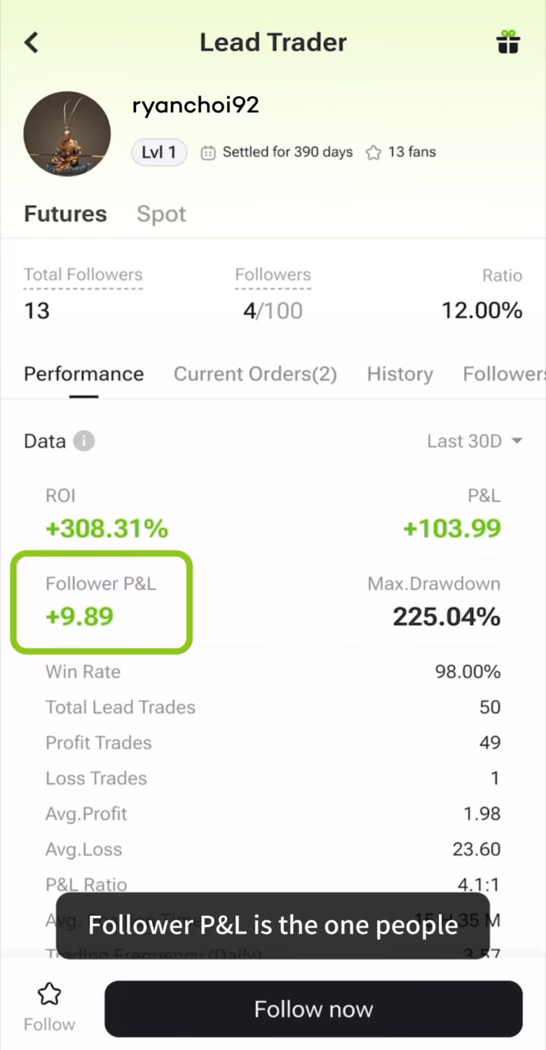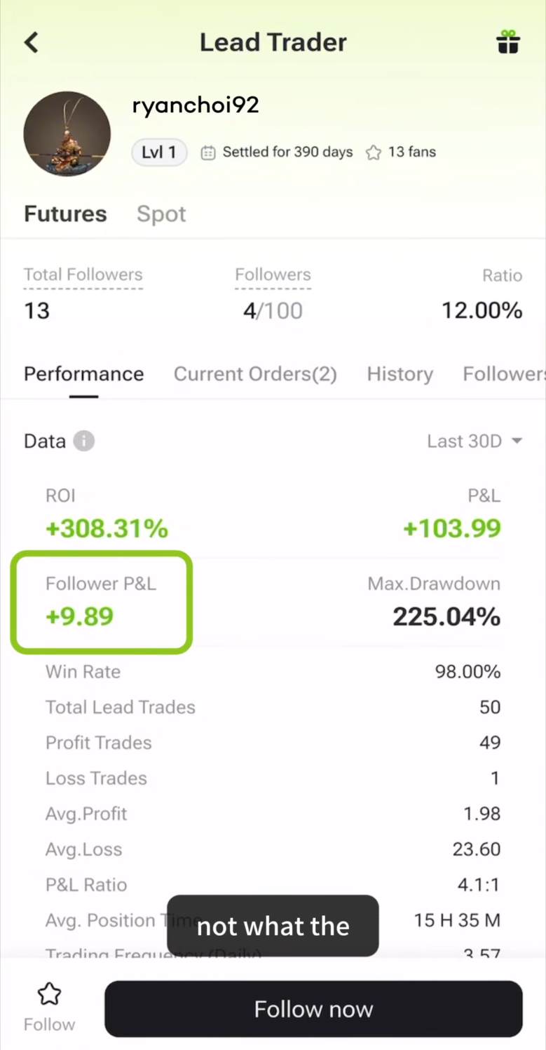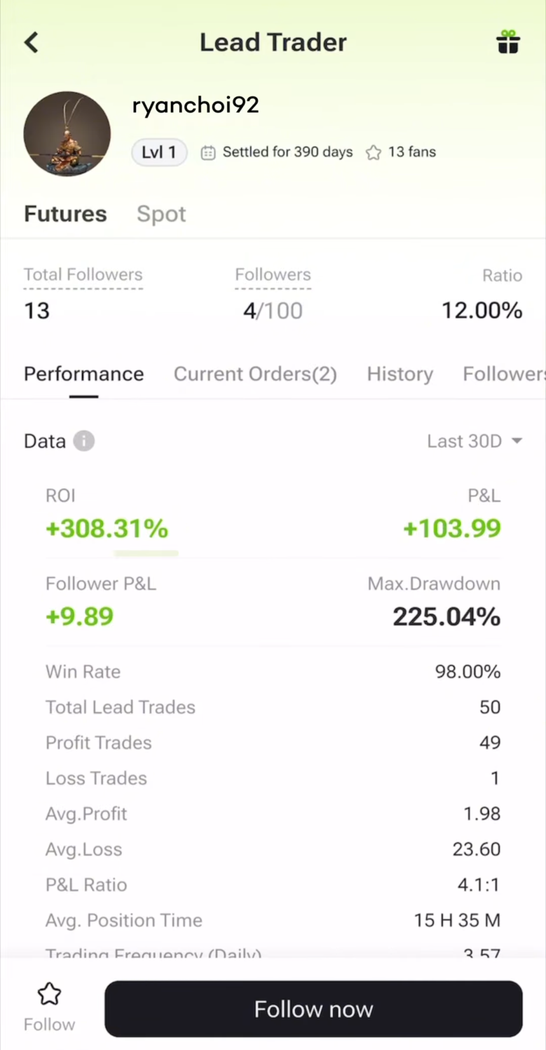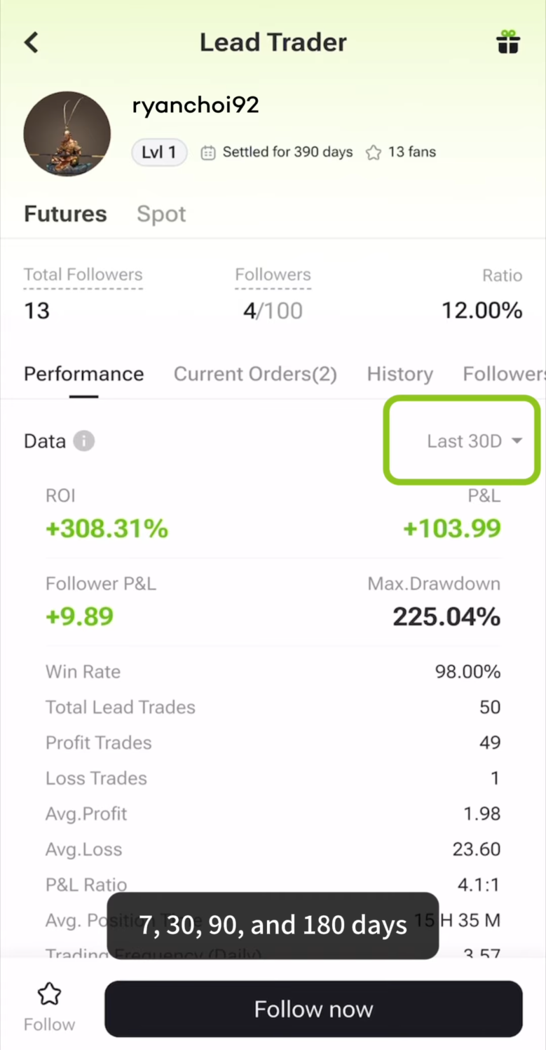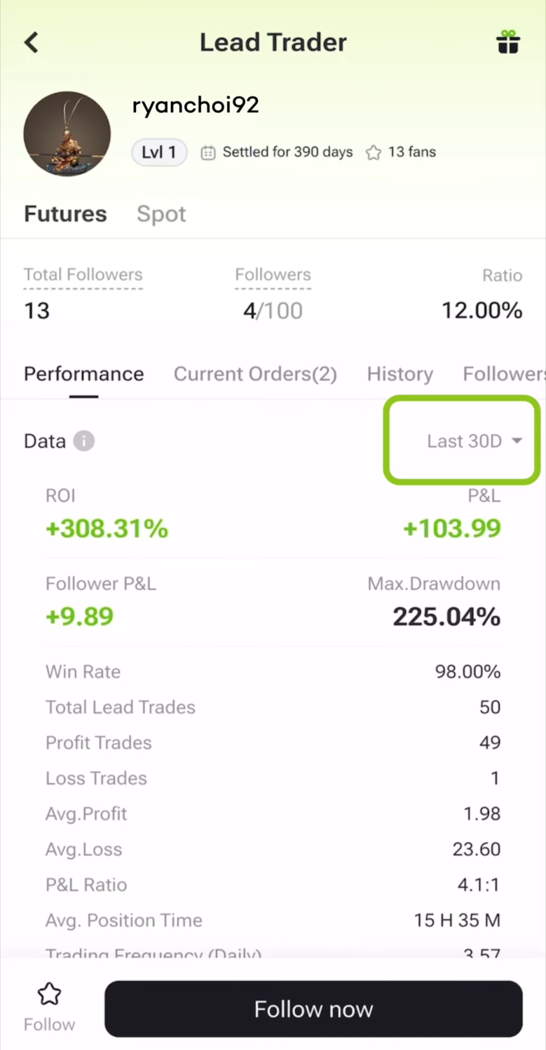Follower P&L is the one people skip and probably should not. It is what the people copying this trader actually made, not what the trader made. You can switch the period between 7, 30, 90, and 180 days, and it is worth checking more than one. Past performance is not indicative of future results.